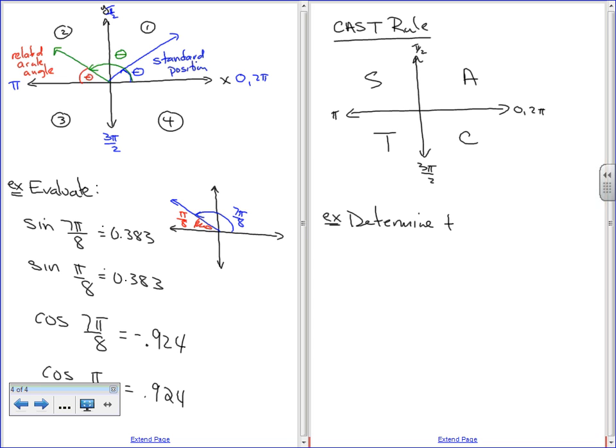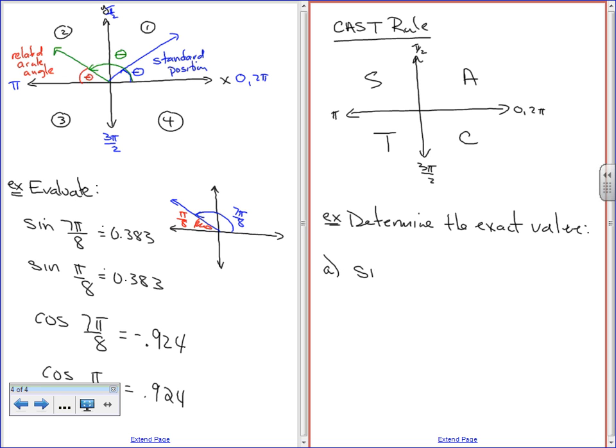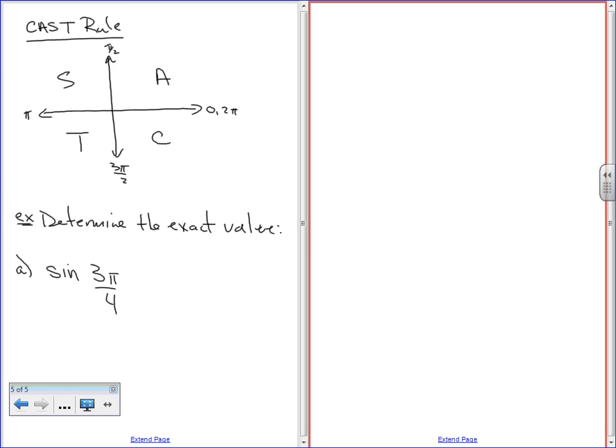So determine the exact value. This is very, very important that you can do this. If I'm going too fast, if you're unsure about something, please ask. Okay? So say I want to figure out the exact value of the sine of 3 pi over 4. And again, you don't have a calculator, right? So you want to figure out the exact value.